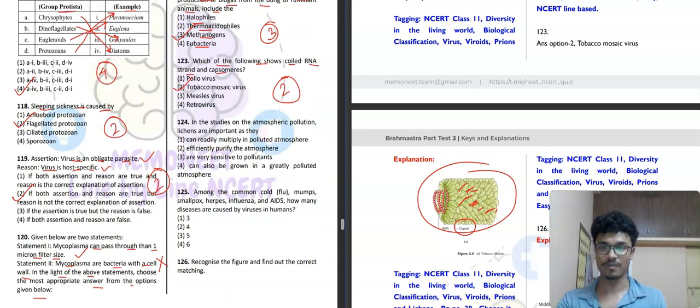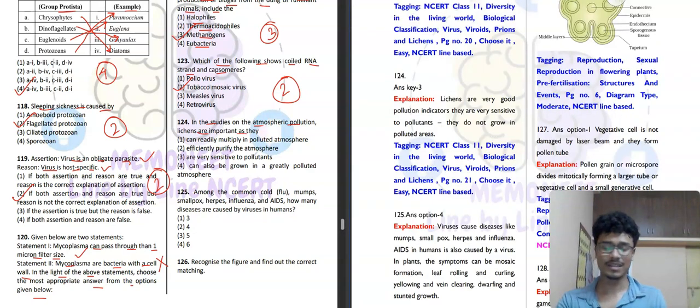Moving towards the next question. It is saying that in studies on atmospheric pollution, lichens are important as pollution indicators. Now we read the options: can readily multiply in polluted atmosphere, efficiently purify atmosphere, are very sensitive to pollutants, and can also be grown in a greatly polluted atmosphere. So the third option will be the correct answer, because we know that lichens are a very good pollution indicator, as I say, and they are very sensitive to pollutants and do not grow in polluted areas. That's why the third option will be your correct answer for this question. Now moving towards the next question, 125.